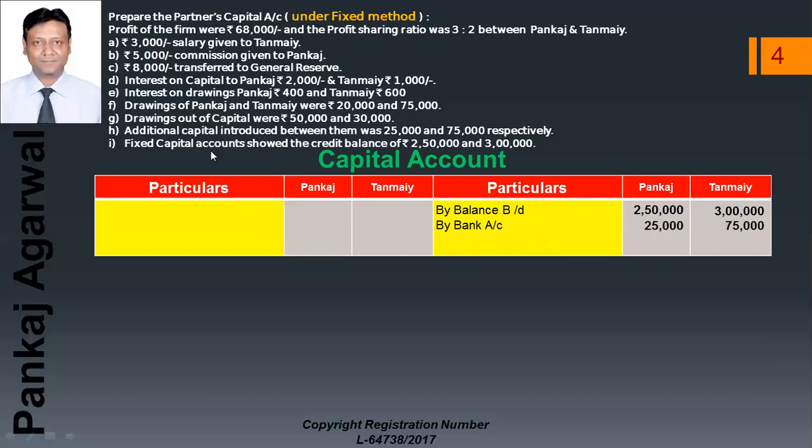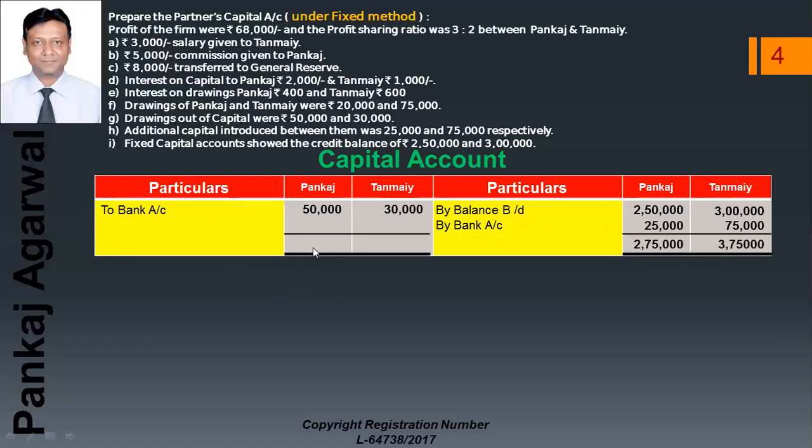But the permanent withdrawals were not given in the question. Hence, drawings out of capital were rupees 50,000 and 30,000. So these are the permanent withdrawals. They will come to the debit side of the capital account, 50,000 and 30,000. Now we can calculate the closing capital. 2,75,000 will be written here, and 3,75,000 will be written here. We will deduct these amounts from this, and this will be the closing capital.